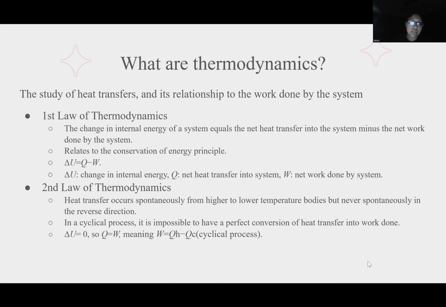Second law of thermodynamics: heat transfer occurs spontaneously from higher to lower temperature bodies, but never spontaneously in the reverse direction. In a cyclical process, it is impossible to have a perfect conversion of heat transfer into work done. ΔU equals 0, so Q equals W, meaning W equals QH minus QC.